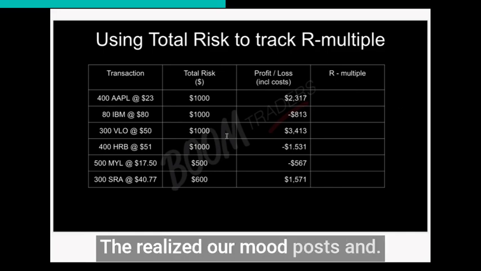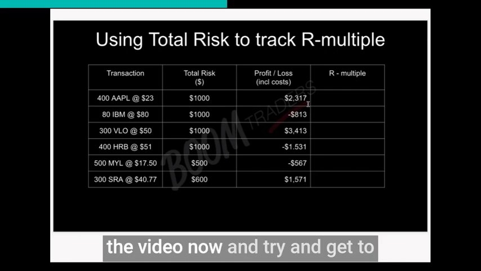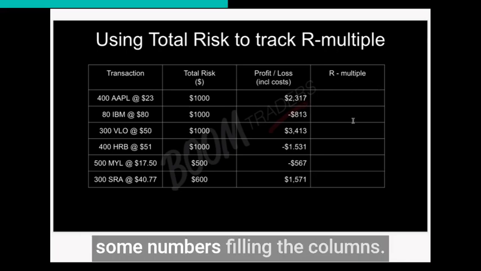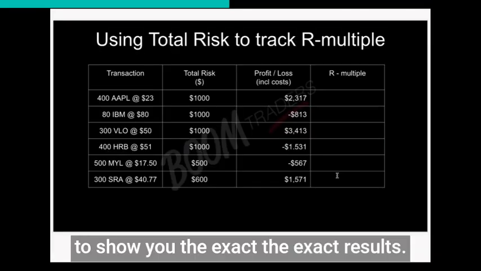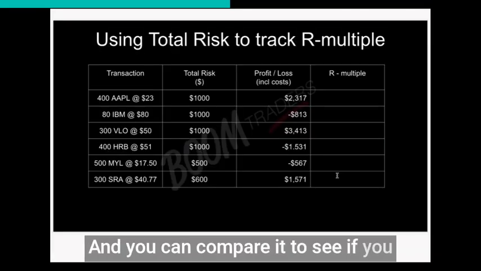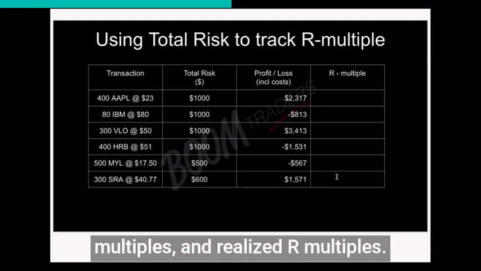The realized R multiples. And my suggestion here is that we pause the video now and try to get to some numbers, fill in the columns, and then within the next slide, I'm going to show you the exact results, and you can compare to see if you have understood how to calculate R multiples and realized R multiples.